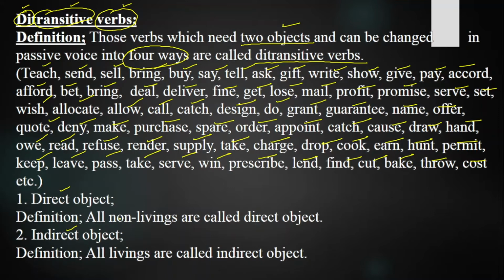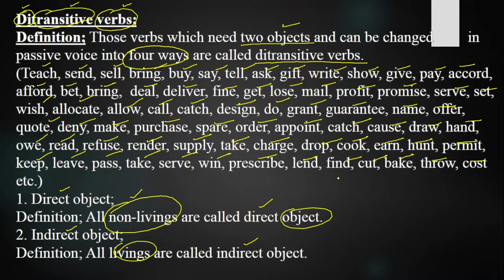What is a direct object? All non-livings are called direct objects. Keep in your mind, all non-livings, which cannot grow, breathe or move. And the indirect object is all livings. So indirect object means all livings and direct object means all non-livings. I'll give you an example of how they need two objects, one direct and one indirect.